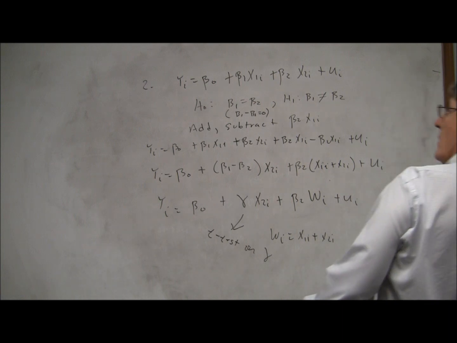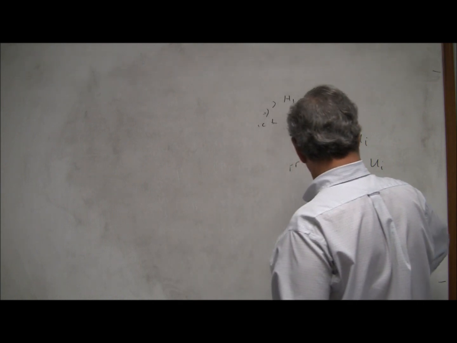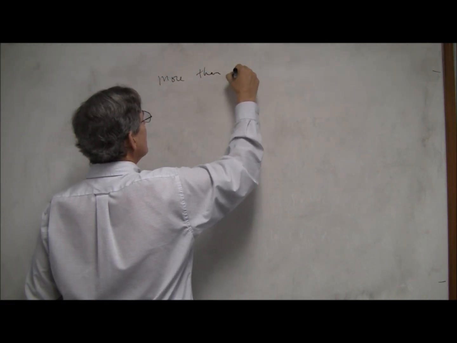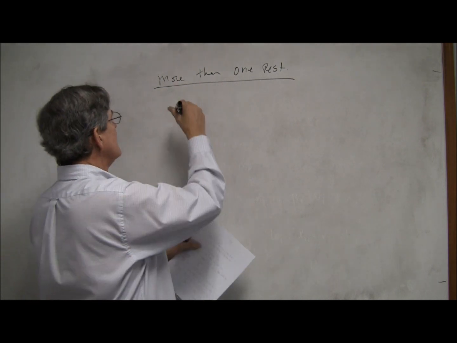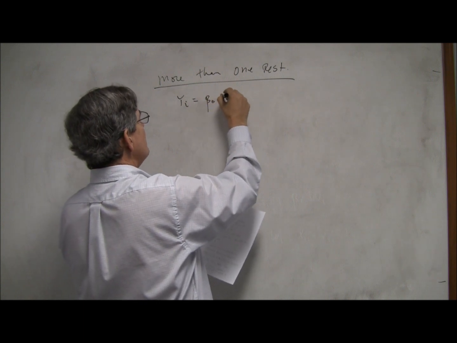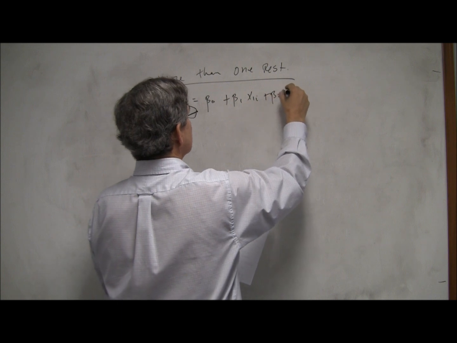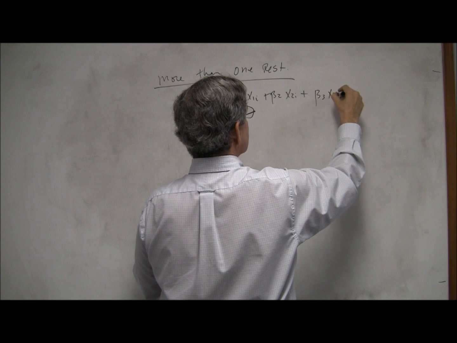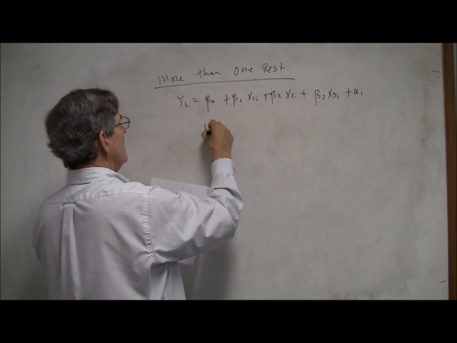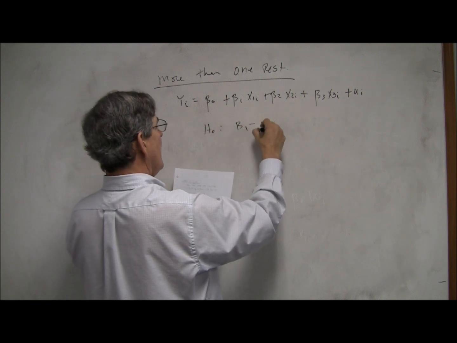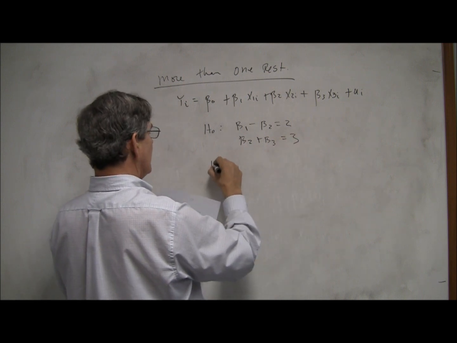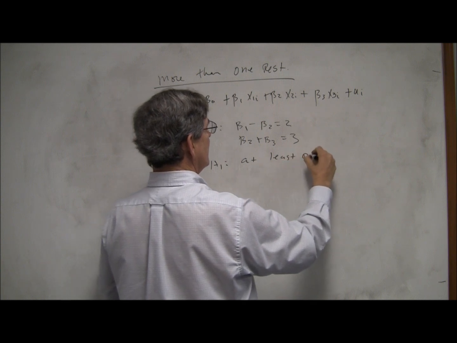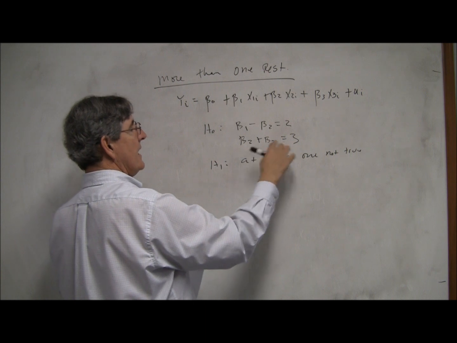Now, you can also have more than one restriction. So take the same model, yi equals beta 0 plus beta 1 x1i, beta 2 x2i, beta 3 x3i plus ui. Our null could be beta 1 minus beta 2 equals 2, and beta 2 plus beta 3 equals 3. The alternative is at least one is not true. That's not equal to that, and that's not equal to that. One of the two is not true.